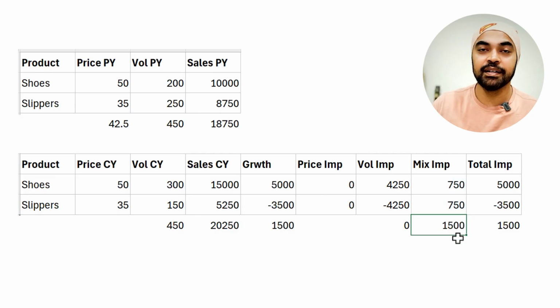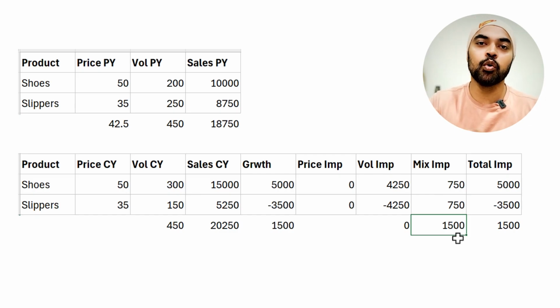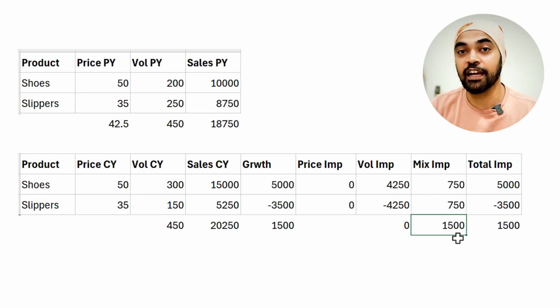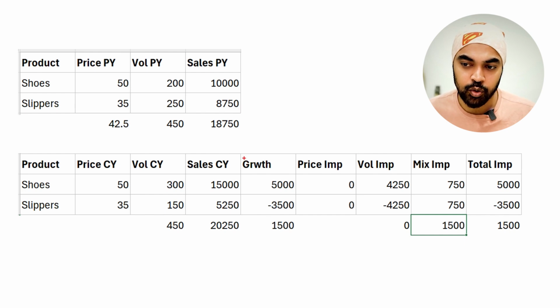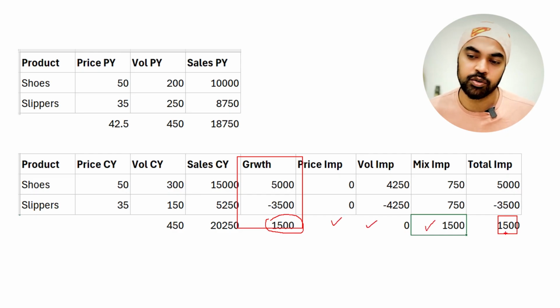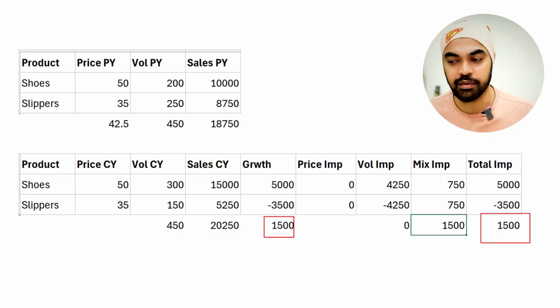That means the pricing changes came strategically because you chose to sell more expensive products and not the cheaper products, and therefore you have the growth in revenue of 1500. Note that whatever is the growth number right here, this particular number is going to tally with the total impact. Total impact is nothing but the price plus the volume plus the mix, which is going to tally up with this number. So 1500 is equal to the total impact, which is nothing but this number.